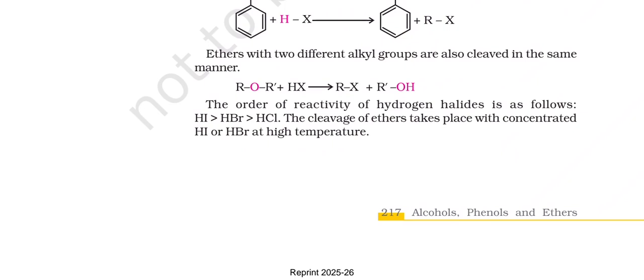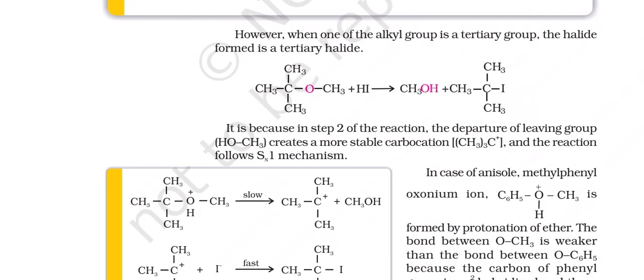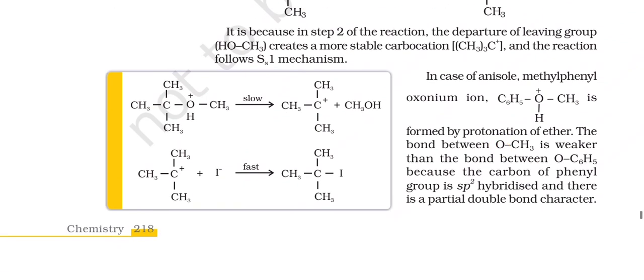Ethers with two different alkyl groups are also cleaved in the same manner. The order of reactivity of hydrogen halides is as follows: HI greater than HBr greater than HCl. The cleavage of ethers takes place with concentrated HI or HBr at high temperature. However, when one of the alkyl groups is a tertiary group, the halide formed is a tertiary halide. This is because in step 2 of the reaction, the departure of the leaving group creates a more stable carbocation and the reaction follows the SN1 mechanism.